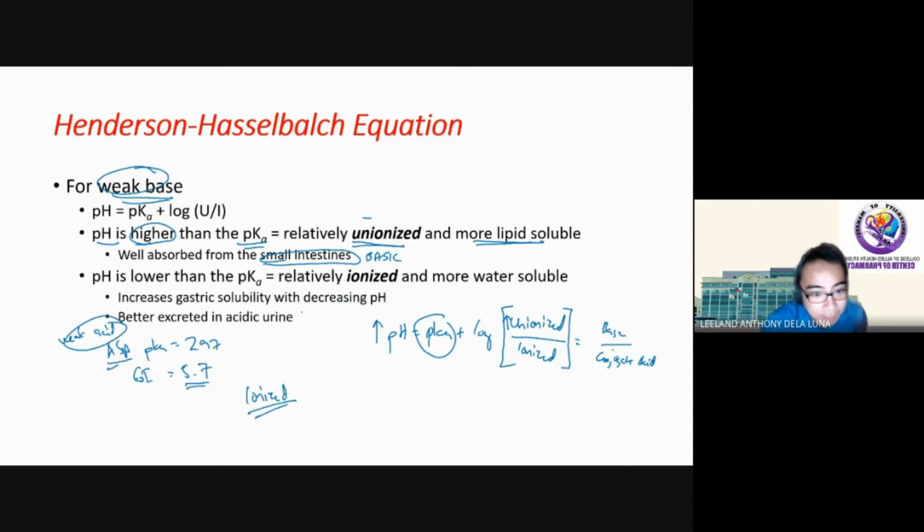Kasi for aspirin, ang GI mucosa is already basic. Are we clear? So majority, I'm not saying all of the aspirin will exist in its ionized state. Majority lang. Okay, most of it will exist in its ionized state. All right? Now, class, if we want the actual amount, you have to compute for this na. Okay, how much of the aspirin will exist in its ionized and unionized states, or in its conjugate base and acid forms? Are we good? Okay.